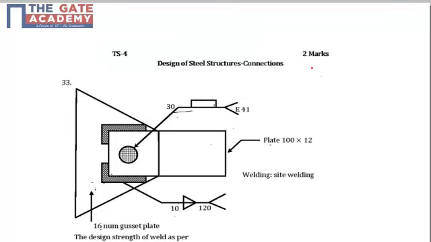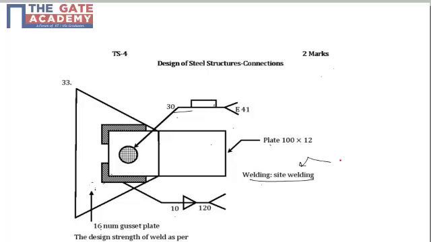Dear students, the following question is a superb 2-mark question from the topic of connections where everything is solved in the question for you. The only difference will lie in how you interpret the given information. Here, a welding is done and it is a site welding.